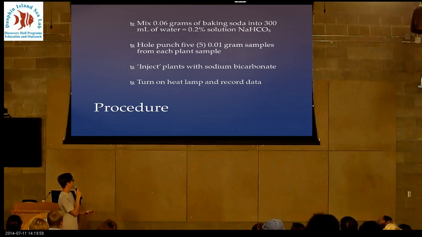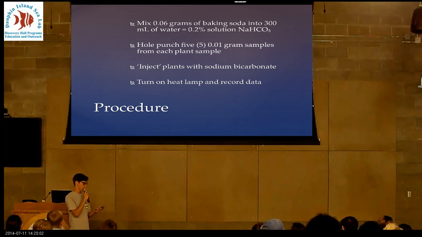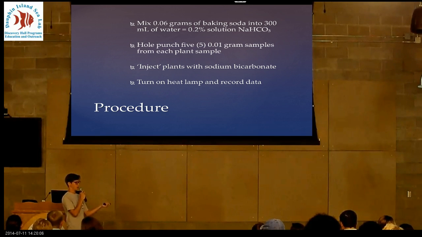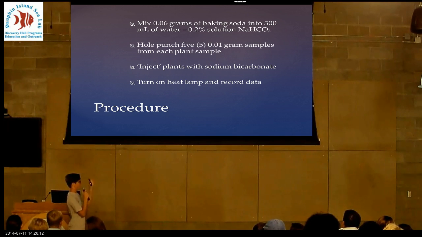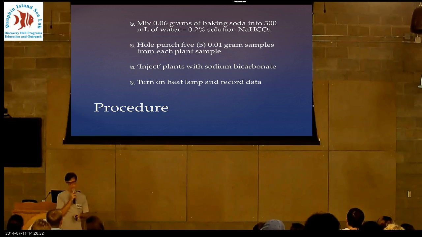Then I proceeded to inject the plants with sodium bicarbonate, which meant that you basically took the plastic syringe and provided a vacuum with the sodium bicarbonate solution in it, which forced it into the cells. That would provide the carbon, and then the light, the heat lamp, would provide the solar energy, and that would cause oxygen to form through photosynthesis.